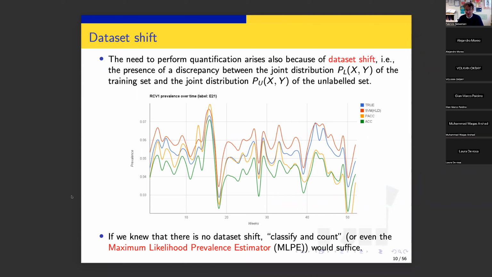we could simply use trivial quantification systems such as classify and count, or even the so-called maximum likelihood prevalence estimator. The MLPE is the trivial rule that says, assume that in your data, the prevalence of the class is always the same prevalence that you saw in the training data. Of course, if there are no fluctuations, this is always correct, but real data fluctuate, real data have some level of shift. So this is one of the reasons why we do need quantification systems.